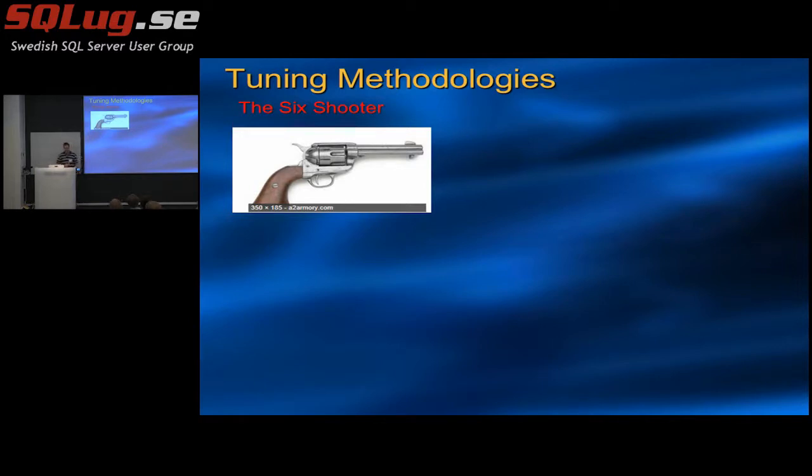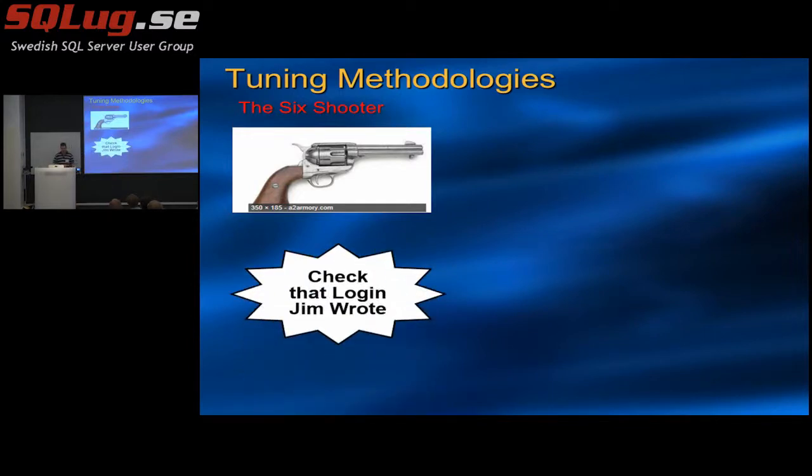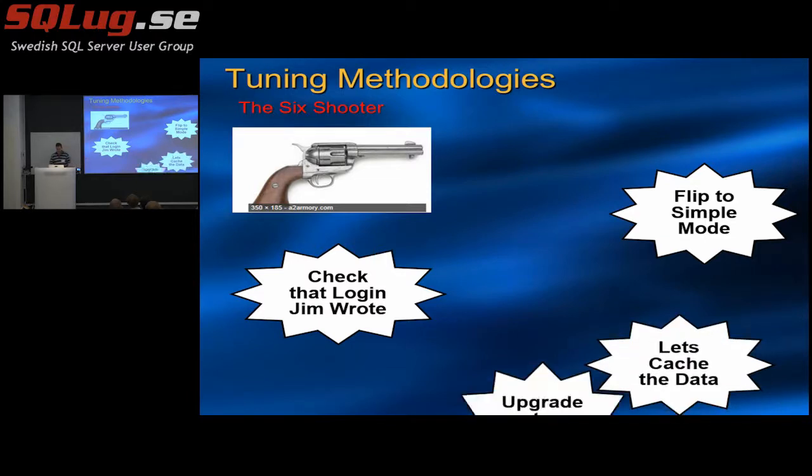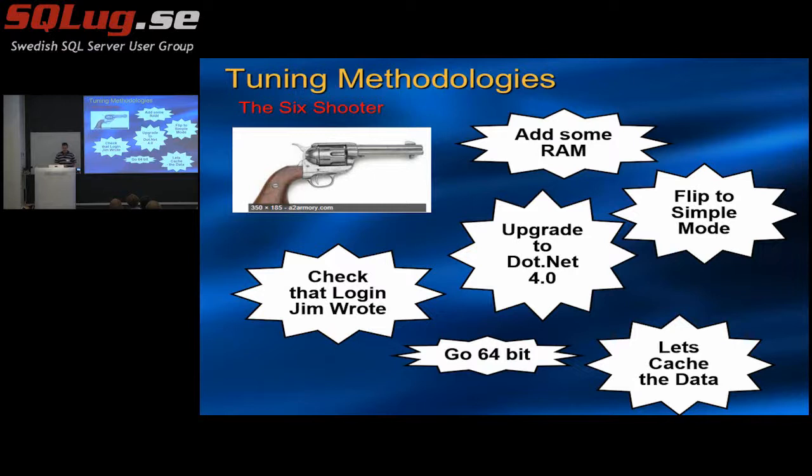The first tuning methodology is one that everyone uses. I call it the six-shooter approach. This involves really guessing what's going to make it go faster. Everybody does it because, based on your experience, your bullets get more and more accurate. You know there's a guy called Jim who's working on the project, so check that procedure that Jim wrote. Or flip it to simple mode, full mode is slower. Let's use .NET 4, let's add some RAM.